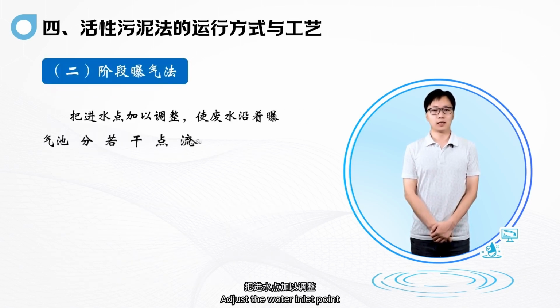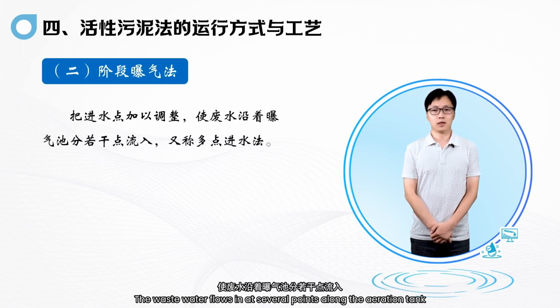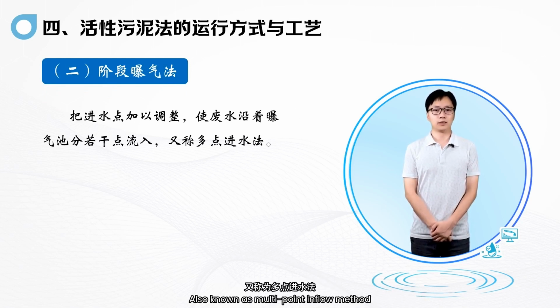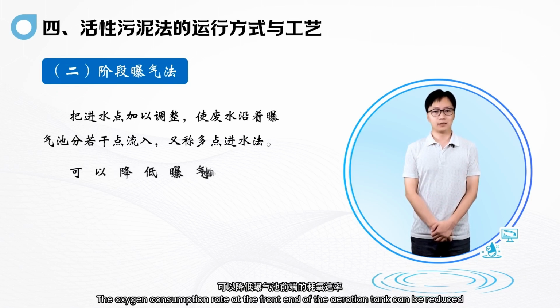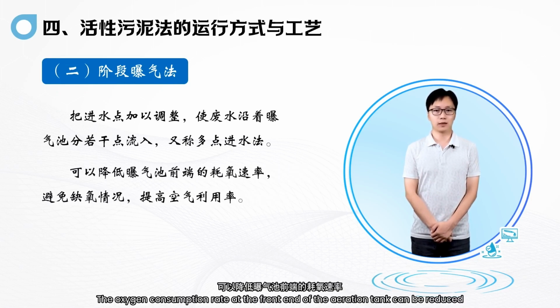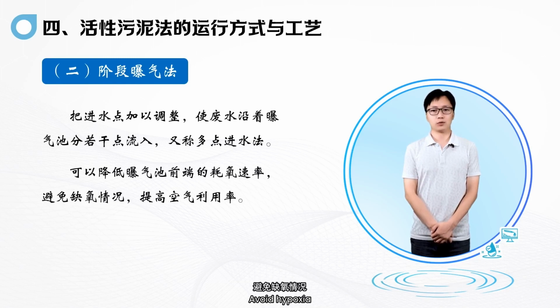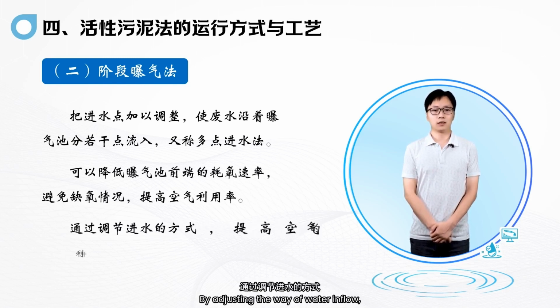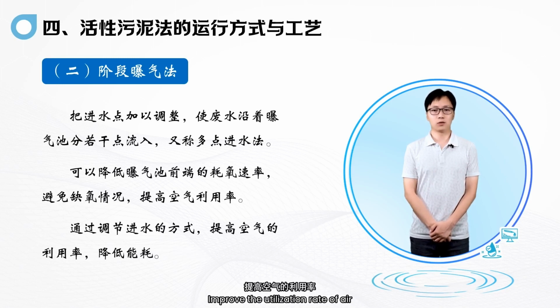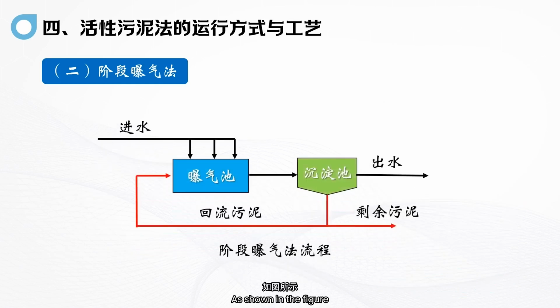2. Stage aeration method. Adjust the water inlet point. The wastewater flows in at several points along the aeration tank, so it is also known as the multi-point inflow method. The oxygen consumption rate at the front end of the aeration tank can be reduced, avoiding hypoxia. By adjusting the way of water inflow, the utilization rate of air is improved and energy consumption is reduced. As shown in the figure, this is the process of stage aeration.